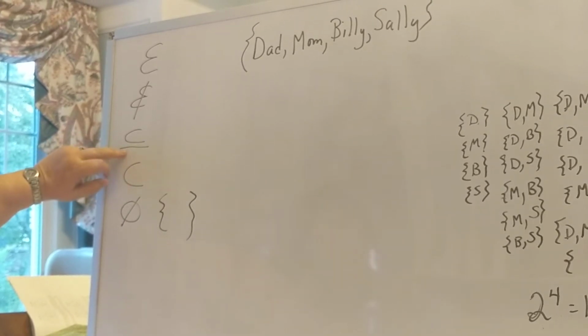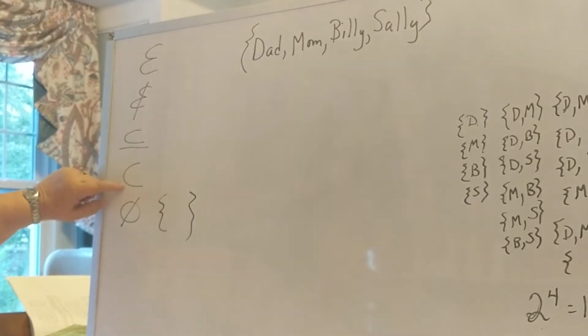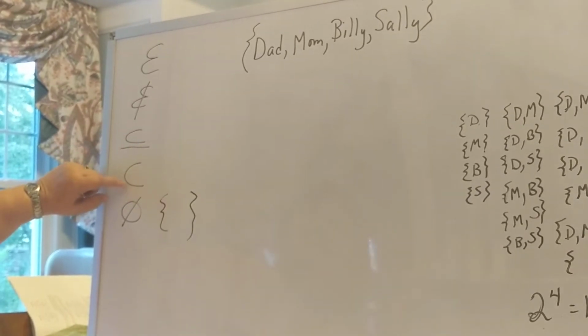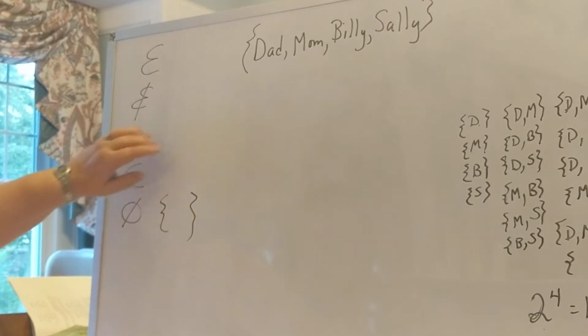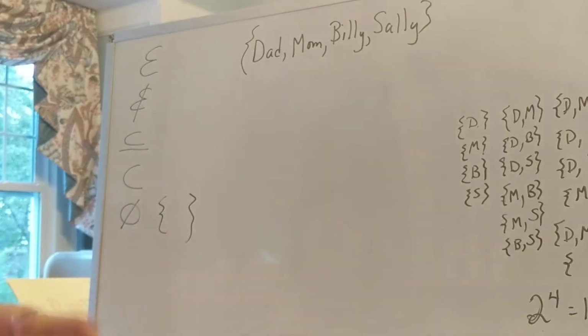I remember it because of this. This one has the line under it. It reminds me of a less than or equal to, and this one does not. That's more like a less than. So it's less than everybody, or less than or equal to all of them.